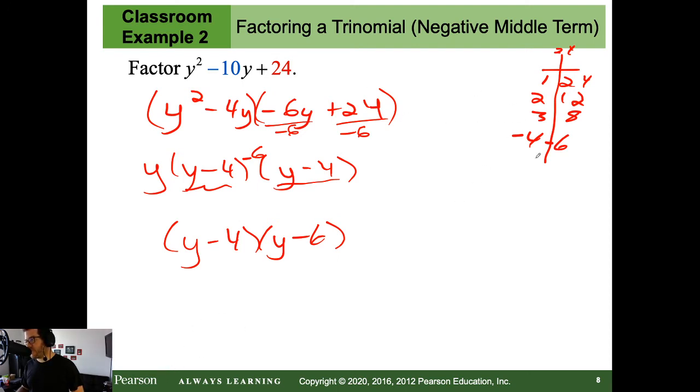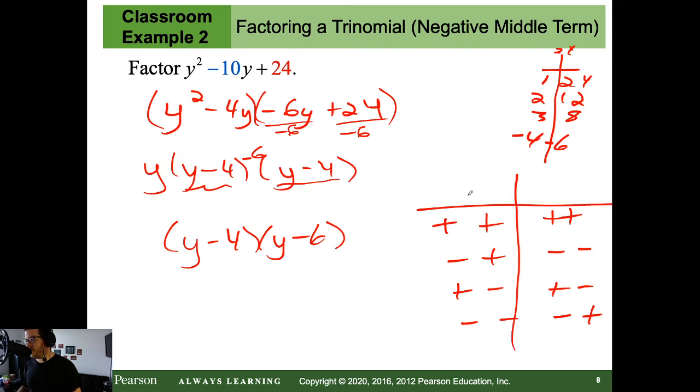So again, I'll give you this little chart. If you have plus plus in your original, you're going to have plus plus. If you have minus plus, you're looking for minus minus. But if you have plus minus, that's going to be plus minus. And if you have minus minus, that's going to be minus plus. So what do I mean by that? So let me make this as like the OG.